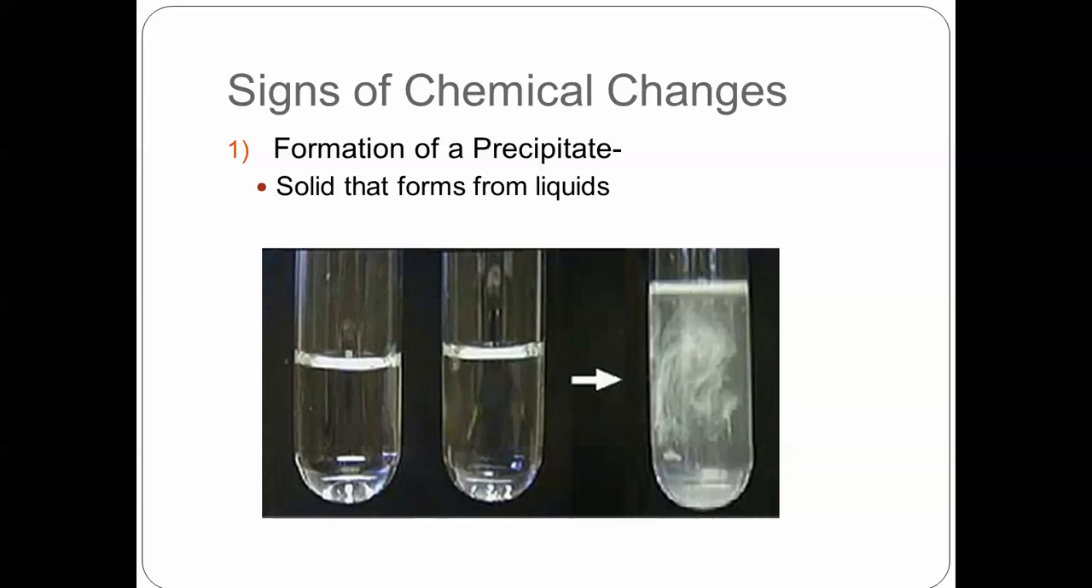As I mentioned before, one of the signs of a chemical change is the formation of a precipitate. A precipitate is a solid that forms from liquids. In the experiment shown, there are two clear liquids. When combined, you see a cloudy substance that formed. That cloudy substance is actually very tiny particles that formed in the clear substances, and it is now called a precipitate.